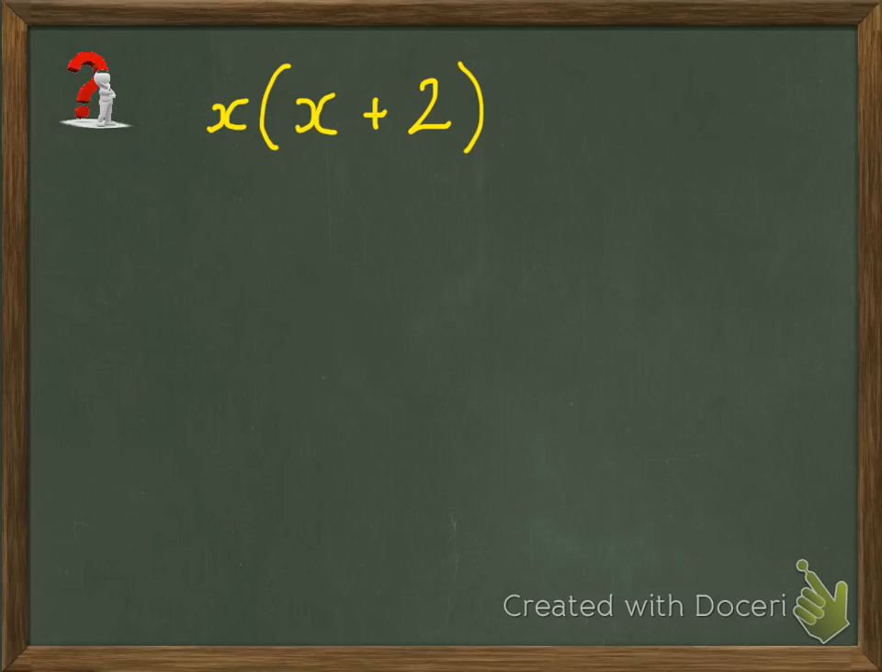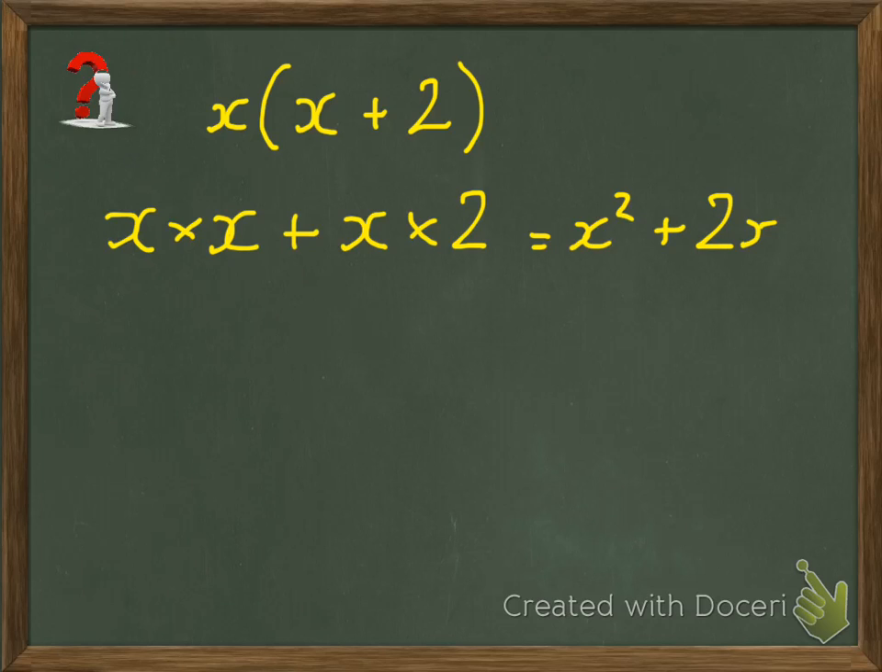Question number 1. So the answer to this is, or in fact, have a pause, have a go, come back. Okay, so it is x times x plus x times 2, and that is tidied up to x squared plus 2x. Okay, question number 2, there you go, have a go, come back when you're ready.